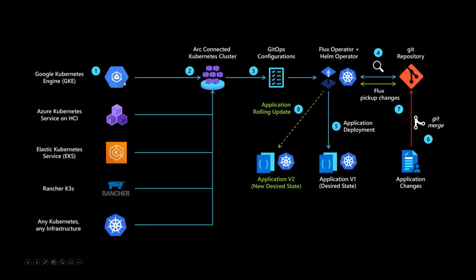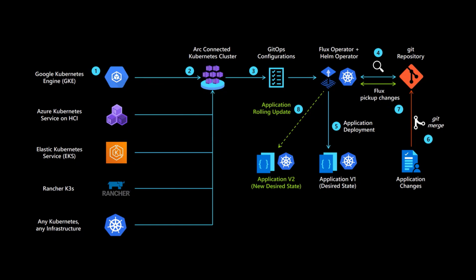So you have your Kubernetes clusters, can be any Kubernetes cluster, as I said. And now I've already shown you how you connect it with that az connectedk8s command. Now, that does not install the Flux operator. So that doesn't install the GitOps pieces. The GitOps pieces are installed in a separate step by creating a GitOps configuration.